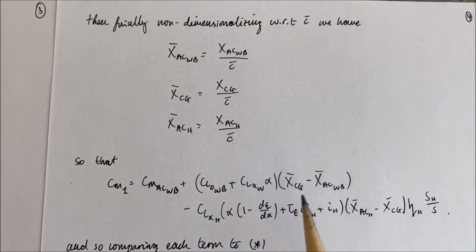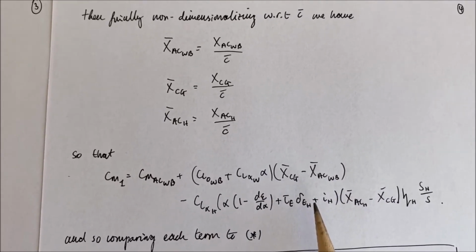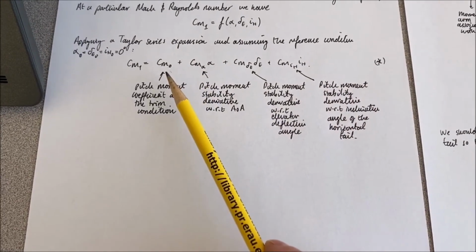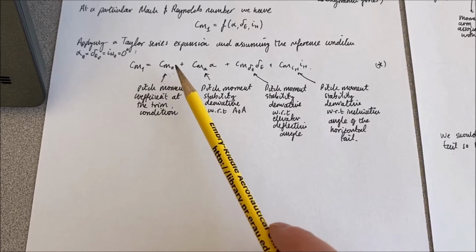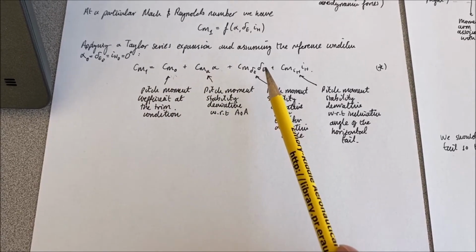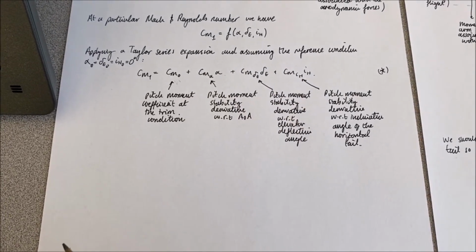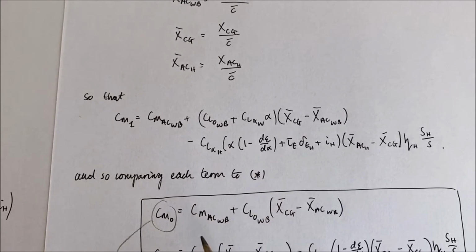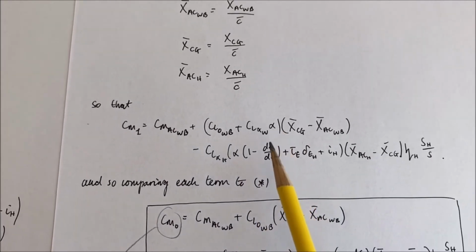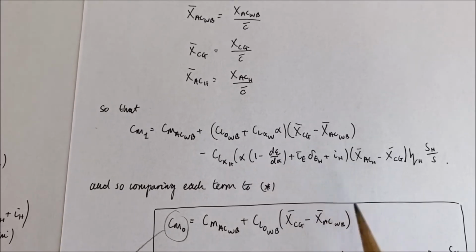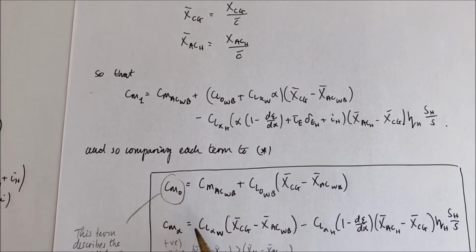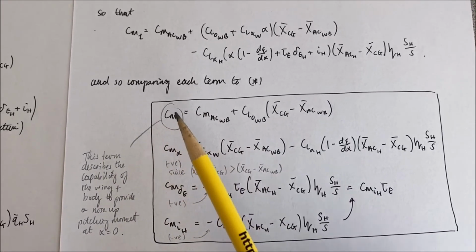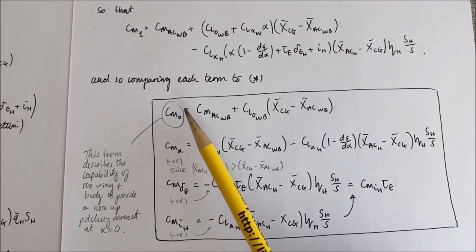And then what we do is compare this equation that we've just derived with our original Taylor expansion equation, this one up here, which I called star, and then I can start comparing each term of my new equation to the terms which multiply alpha, delta sub E and i sub H. So you've seen something similar to this in the previous couple of sections. So I take this equation, and I find all of my terms that are not multiplied by either alpha, delta sub E or i sub H. They become my Cm sub 0 terms. So this term, as I've written here, describes the capability of the wing and body to provide a nose up pitching moment, so that's for stability, at angle of attack equals 0.